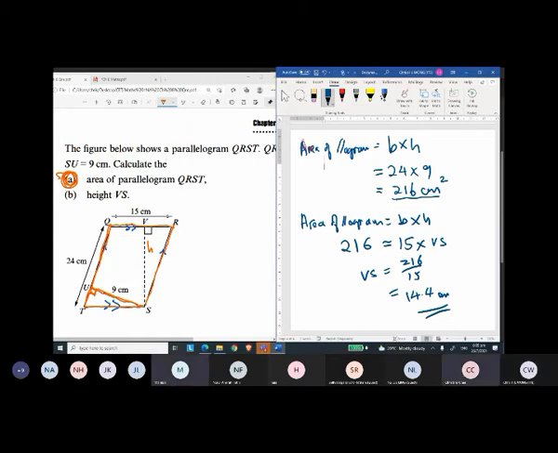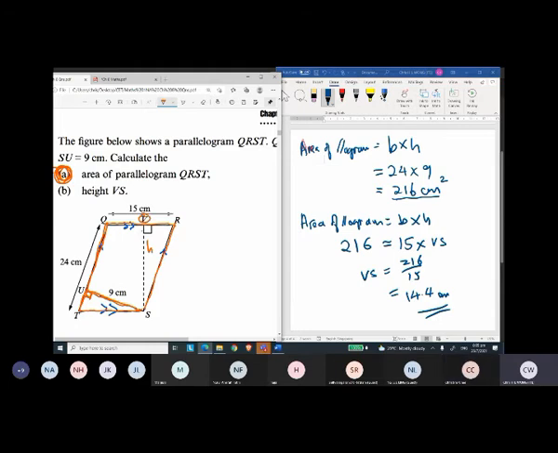Mr. Wong, what does VS mean? VS is this one now. It's just a notation, just a naming only, that's all. Okay. So do you all notice something or not? In a parallelogram, the base can be any side, it can be 15 or it can be 29.